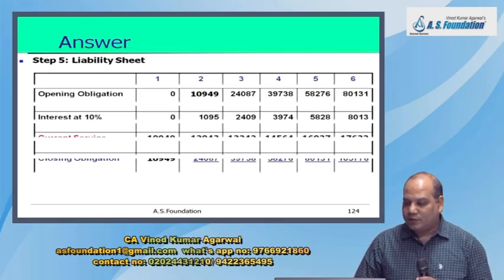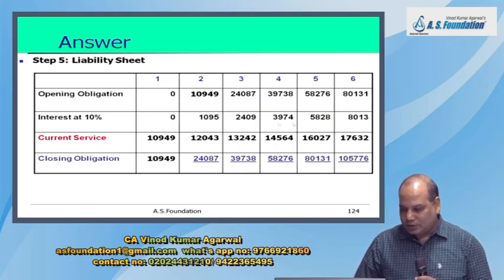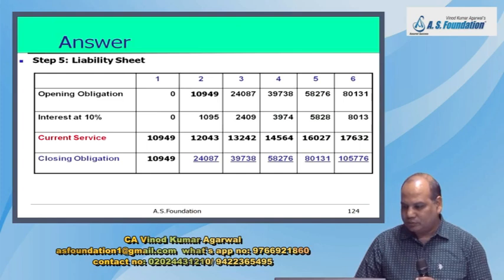Now write down step 5, liability sheet. Six years are there, 1, 2, 3, 4, 5, 6. Actually, you need not go for 5 and 6 also. You can stop. The reason is after 4 years, in the 4th year, the assumption would change. The scheme is the same. The actual assumption is changing.